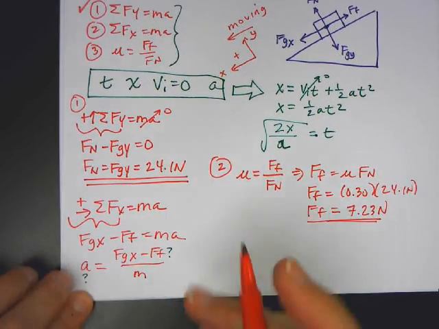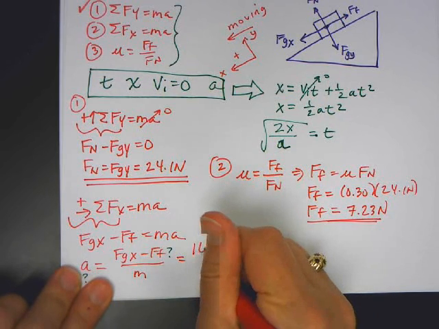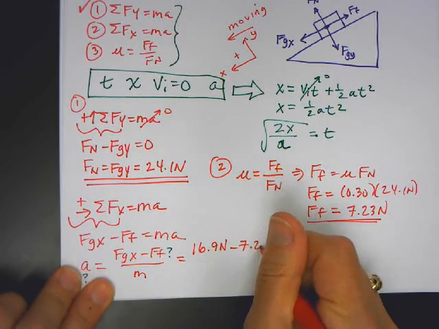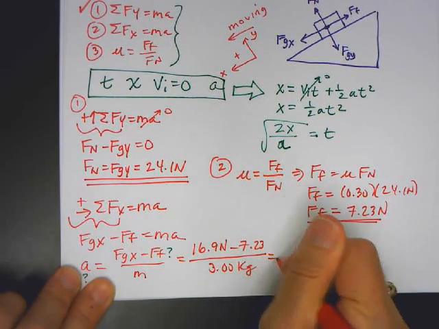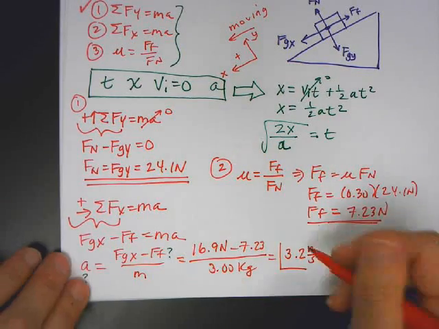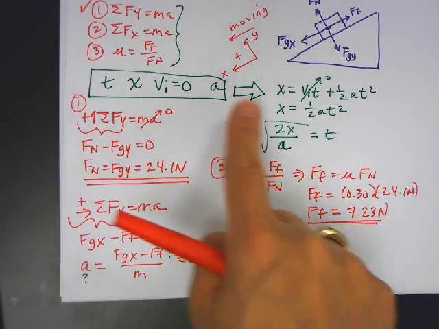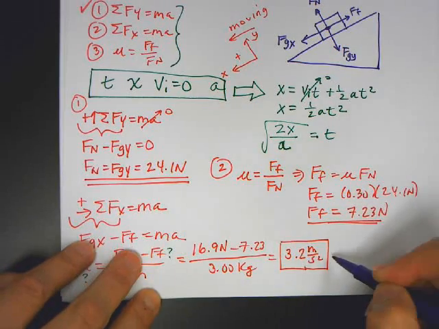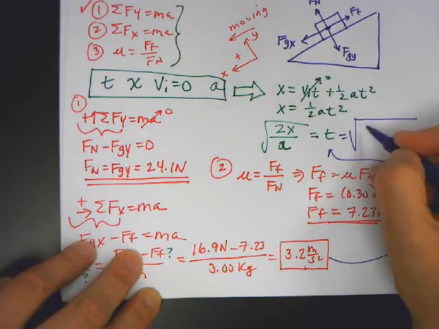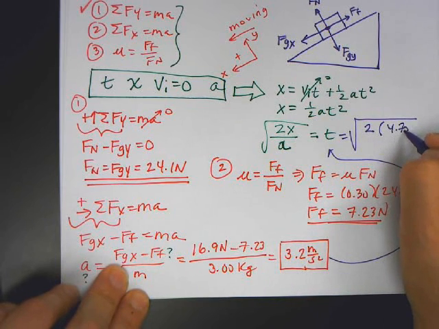Now I can go back to this equation and say Fgx, which is 16.9, minus 7.23 over 3 kilograms, and that comes out to be 3.2 meters per second squared. And then why this problem is harder than any other problem on the homework is because now we go back to our equations from Chapter 2 right here. So now I'm going to go back here, and this is going to be 2 times x, which is 4.75, divided by the acceleration 3.2.